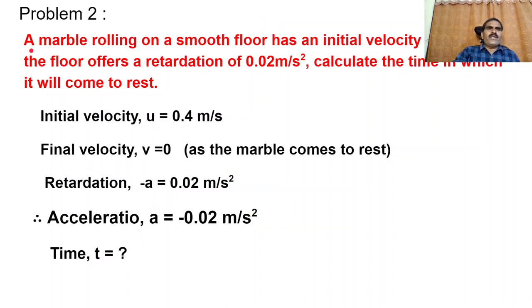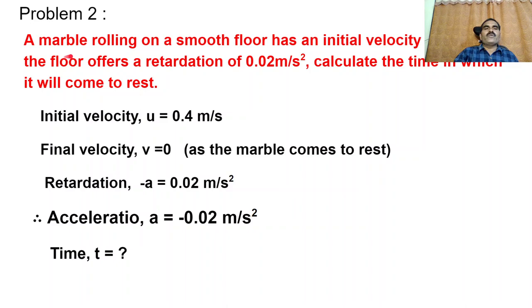Here is a problem: a marble rolling on a smooth floor has an initial velocity of 0.4 meters per second. If the floor offers a retardation of 0.02 meter per second square, calculate the time in which it will come to rest.